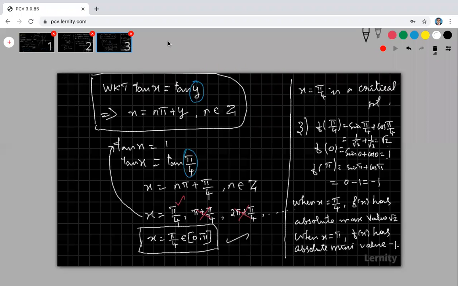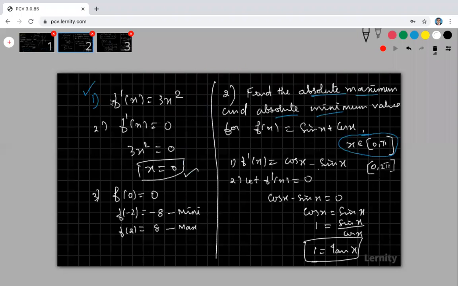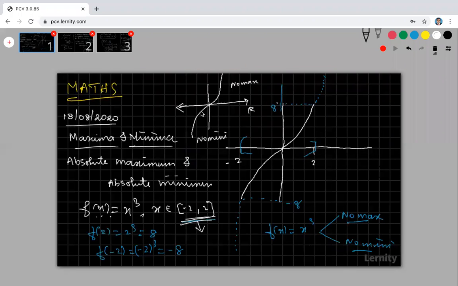So look at that, Niranjana. This function, f of x is equal to x cube, this curve has no maximum, no minimum actually. If you apply the first derivative or second derivative procedure directly to this problem, you will definitely get no maximum, no minimum. No doubt about it. But I am restricting my domain to only minus 2 to 2.